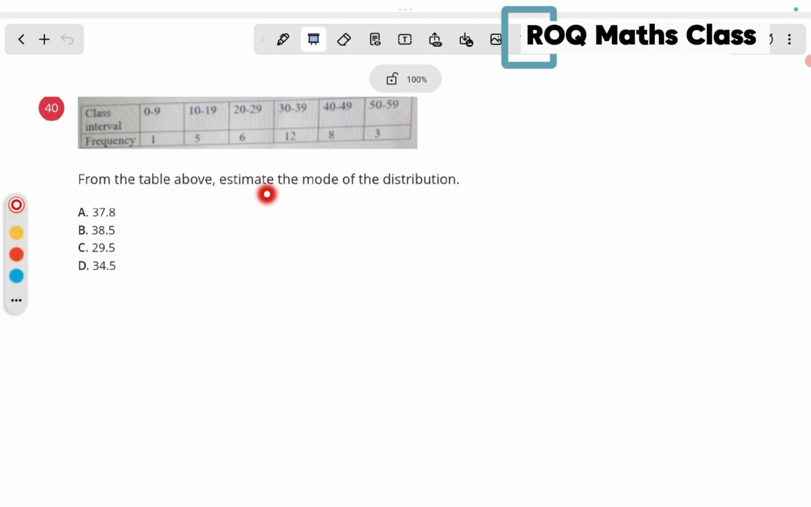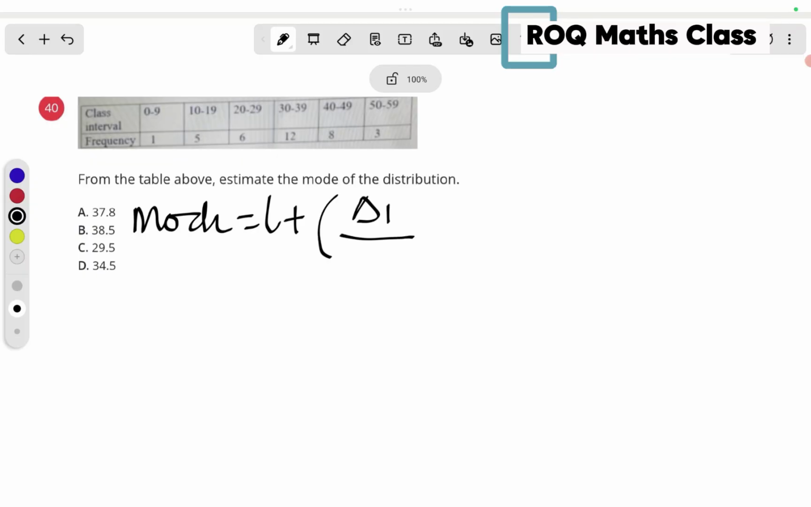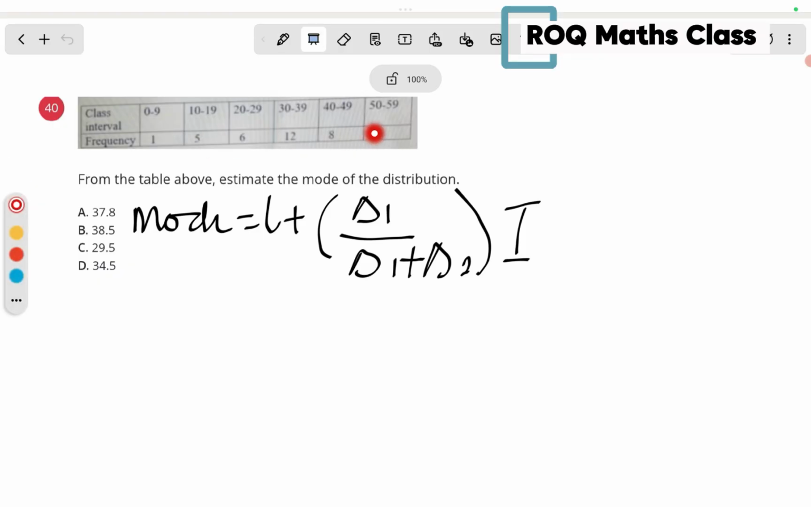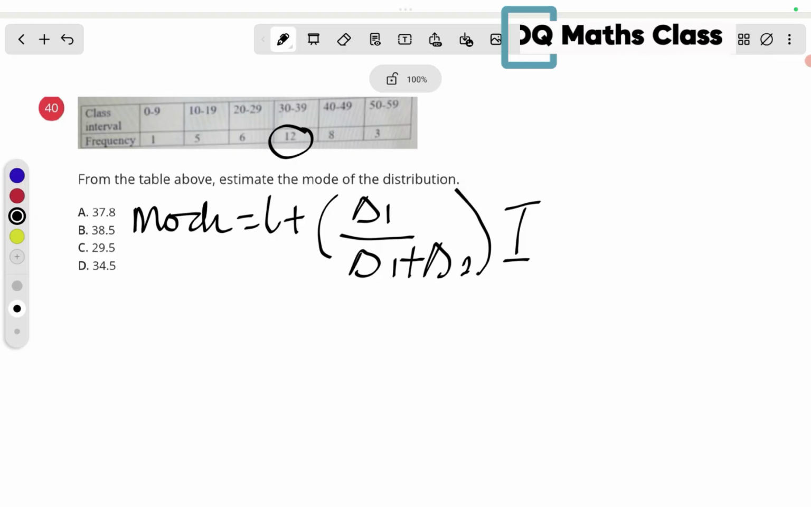From the table above, estimate the mode of the distribution. We have this distribution, and this distribution is a grouped data. We can see from 0 to 9, 10 to 19, 20 to 29. This is a grouped data. And the formula to find the mode is given as the lower class boundary plus D1 over D1 plus D2, times the interval. Now, we have to look at the frequency carefully. Which one has the highest frequency? The highest frequency is 12. So everything that we need will be around this 12.